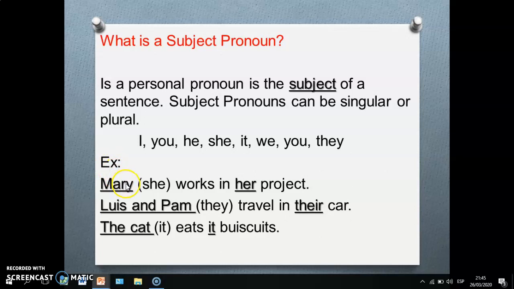Example: Mary, she, works in her project. Louise and Pam, they, travel in their car. The cat, it eats its biscuits. As you can see, the subject pronoun always goes at the beginning of the sentence, and the nouns are replaced by these pronouns, okay?